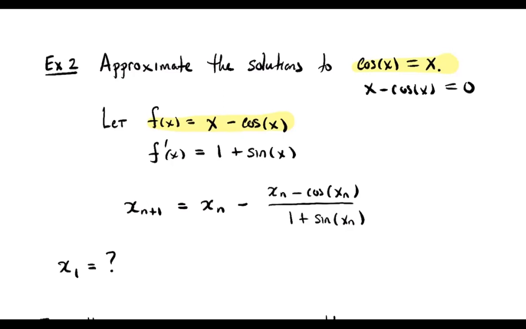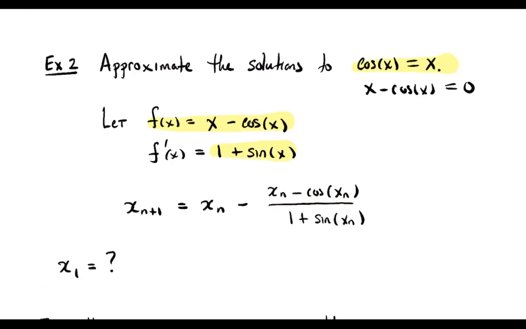Okay, Newton's method requires the derivative. I computed it there. Hope you can check it, 1 plus sine x. So here's Newton's formula in this particular example. It's old value minus f of old value, so that's xn minus cosine xn over the derivative, 1 plus sine of xn. And we need a guess.